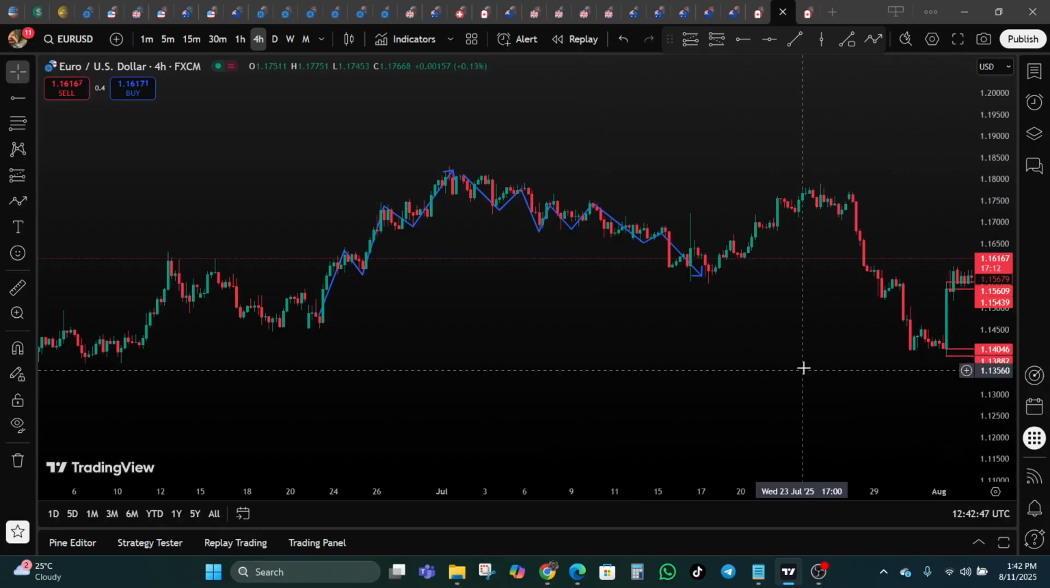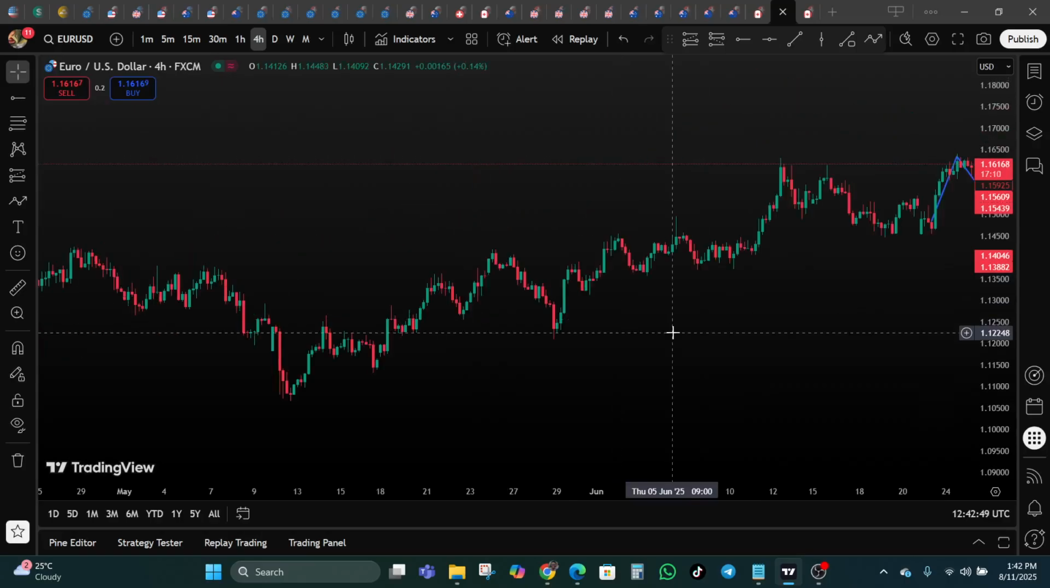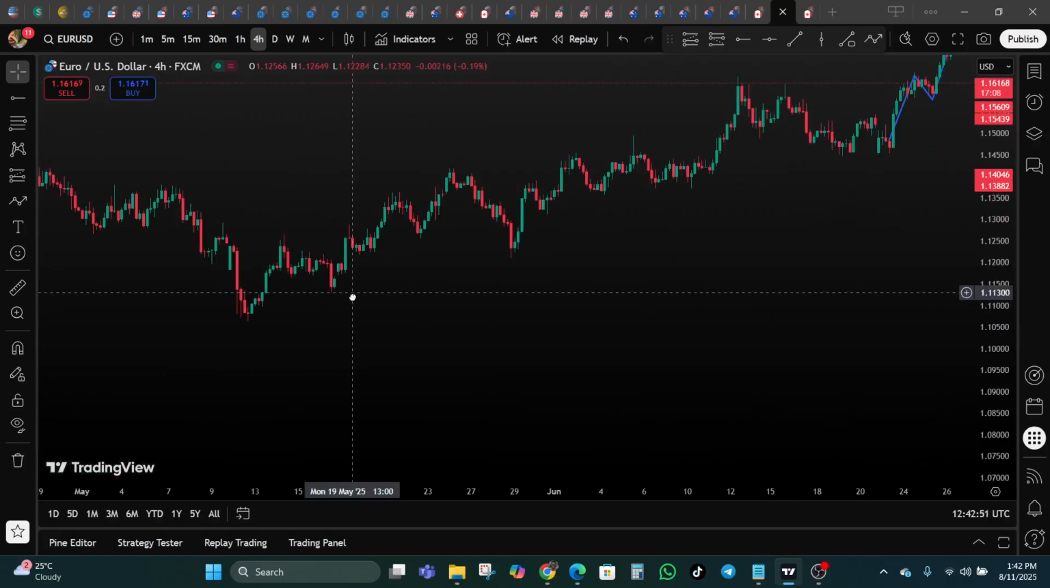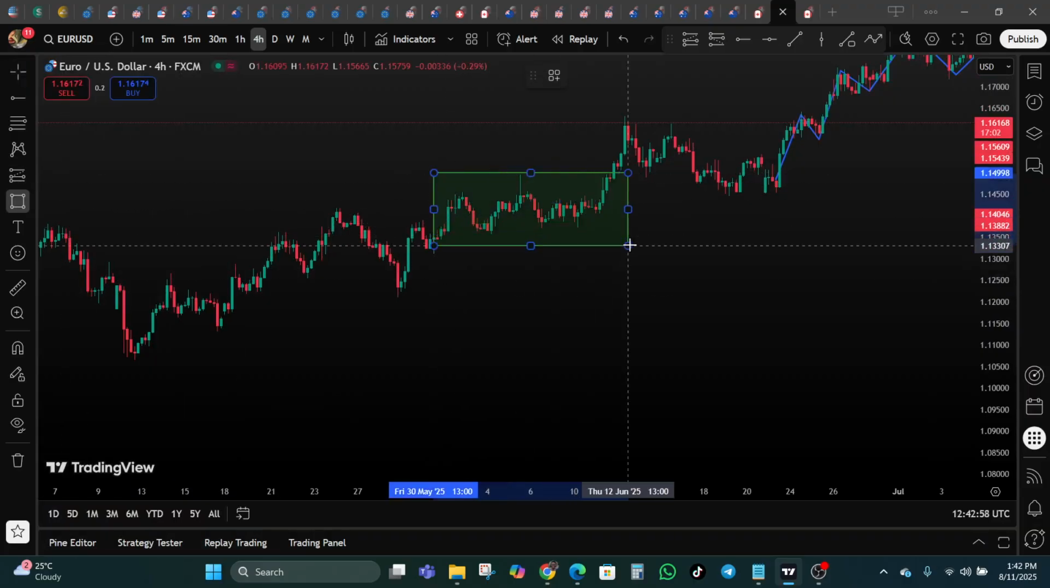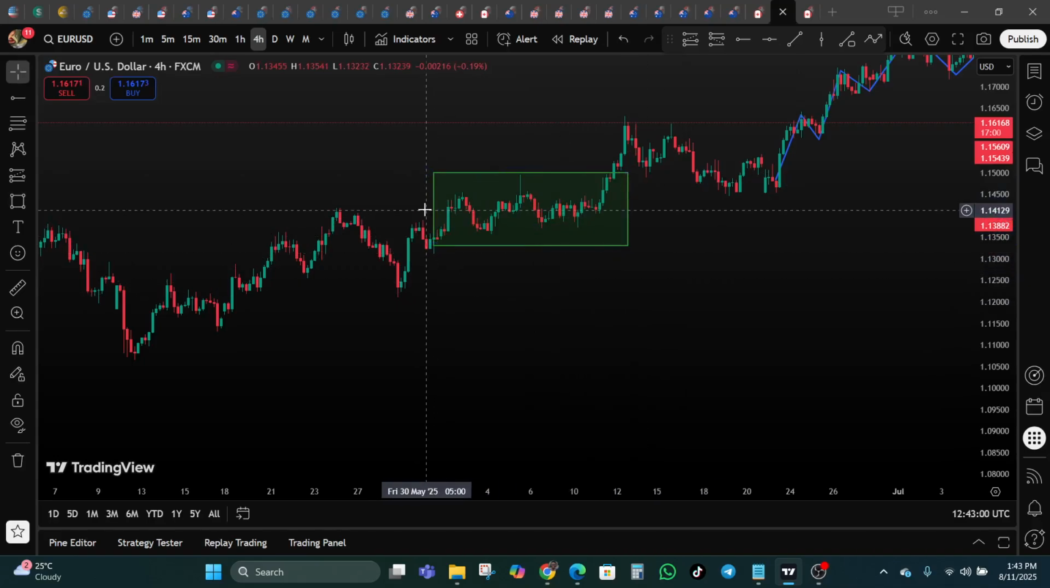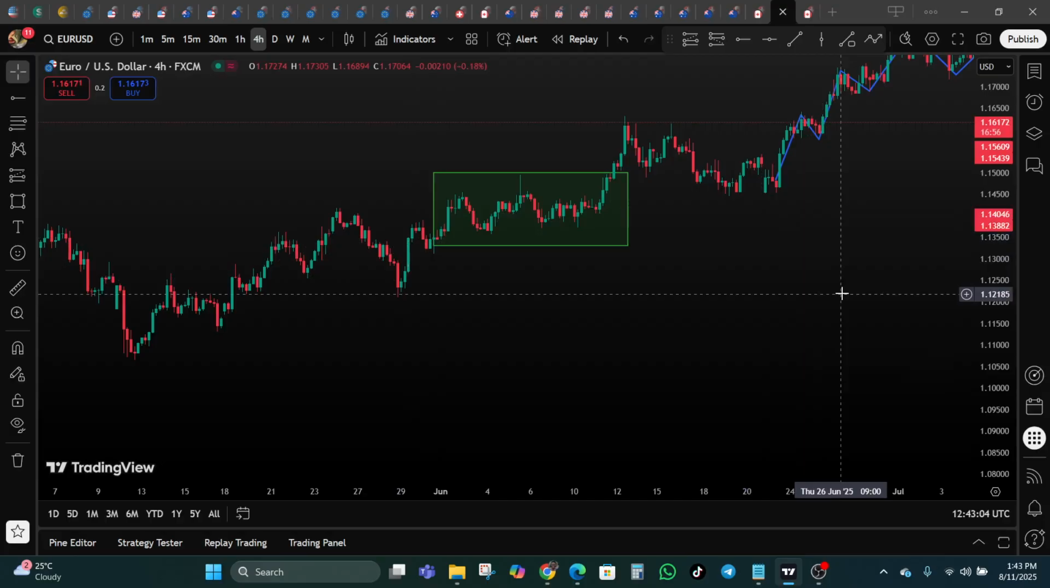Consolidation happens when price moves sideways. So consolidation is a concept that means price is moving sideways. It is not trending up, it is not trending down, it's just going sideways. That shows a state of indecision before a breakout. Recognizing these phases helps you know whether to look for continuation or reversal setups.